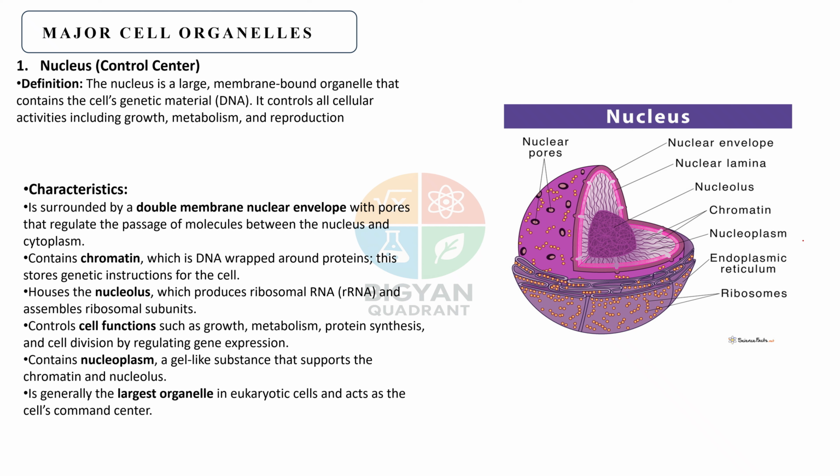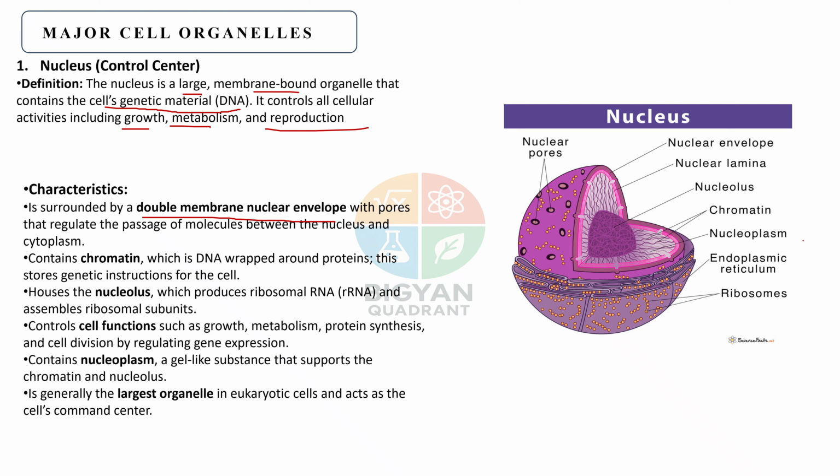What is the definition of the nucleus? The nucleus is the control center. The nucleus is a large membrane-bound organelle that contains the cell's genetic material or the DNA. It controls the cellular activity, including growth, metabolism, and reproduction. Now, what are the characteristics of the nucleus? It is surrounded by a double membrane or the nuclear envelope with pores that regulate the passage of molecules between the nucleus and the cytoplasm.